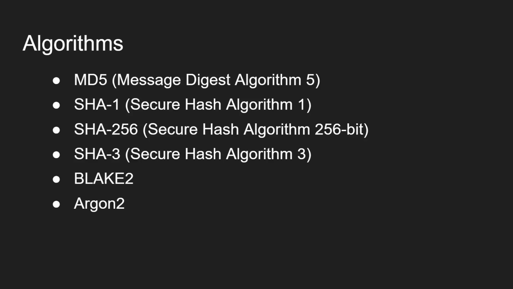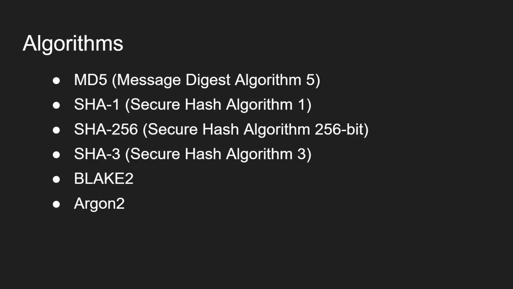Speaking of SHA-3, it was designed to be a secure and efficient alternative to SHA-2 or SHA-256. It has support for various output sizes and so on. BLAKE2 is a cryptographic hash function that is faster than many other hash algorithms. It also has support for different output sizes and so on.